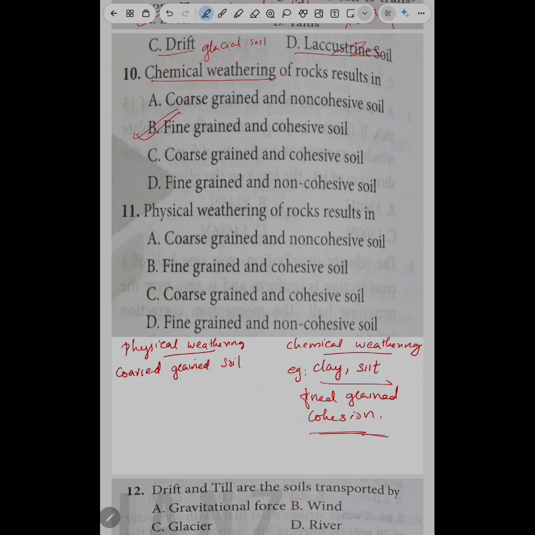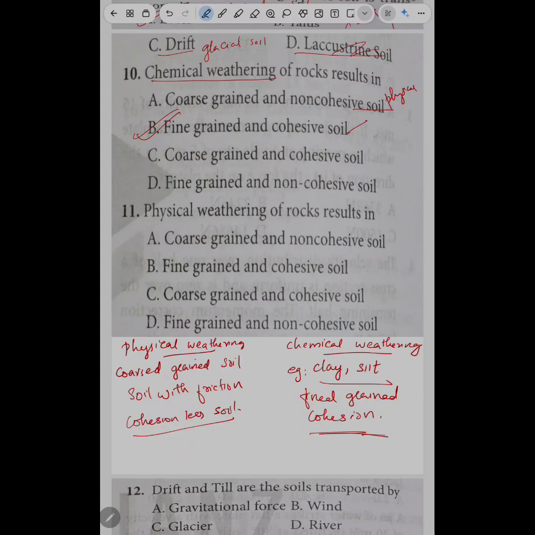In case of chemical weathering, the soil formed is fine-grained and cohesive. In case of physical weathering, coarse-grained soil is soil with friction, that means cohesionless or non-cohesive soil. So fine-grained cohesive soil is from chemical weathering, and coarse-grained non-cohesive soil is due to physical weathering. Okay, next question.